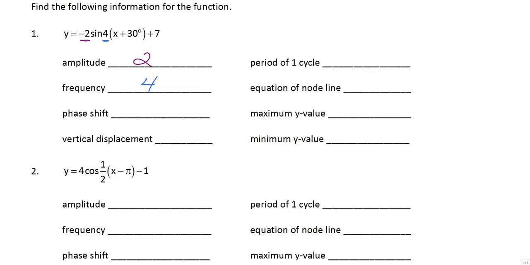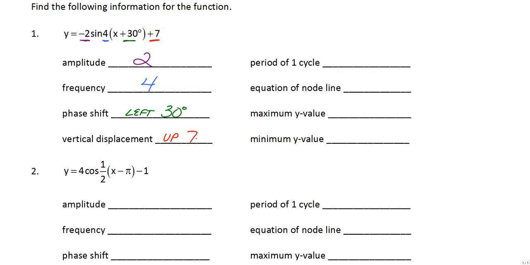Our phase shift is our C value, but we have to remember the horizontal shifts are always opposite of what you would expect. So the fact that this is plus 30 tells us that we are going to shift left 30 degrees. And our vertical displacement would be up 7.